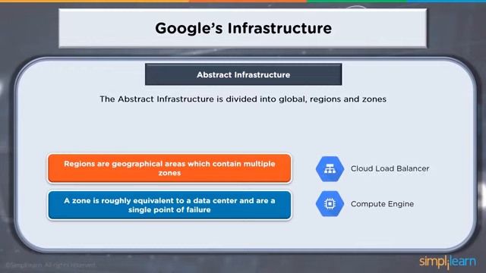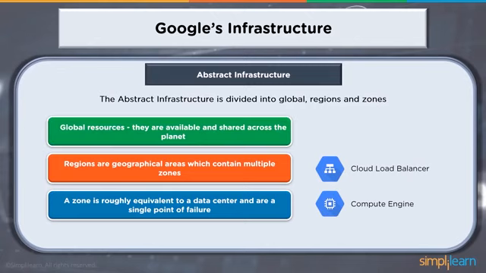So you have Cloud Load Balancer as an example, which is a regional resource. Then you have global resources, and they are available and shared across the planet. So you have various global resources such as network, which could even be your IP addresses and so on.